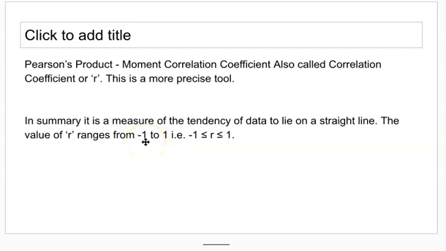A -1 would be a negative correlation, a strong negative correlation. As one variable goes up, the other one goes down. A positive correlation of +1 would be the strongest positive correlation. As one variable goes up, the other one goes up. As it goes down, the other one goes down. 0 would mean that there's no relationship between the two variables. Okay? There's no relationship between the two variables.